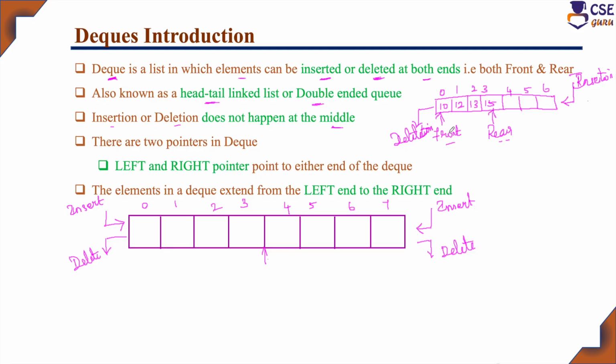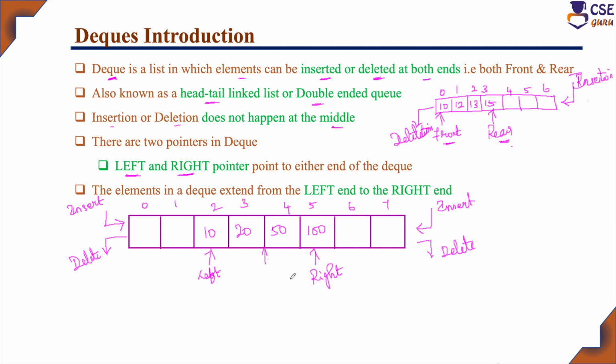In queue data structure we use two pointers, one is front pointer and another one is the rear pointer. Front pointer is the position where deletion happens and rear pointer is the position where insertion happens. But in Deque data structure, instead of front and rear pointer, we will use left pointer and right pointer. For example, here this is 10, 20, 50, 100. This will be pointed by left pointer, that is the left side, and this will be pointed by right pointer.